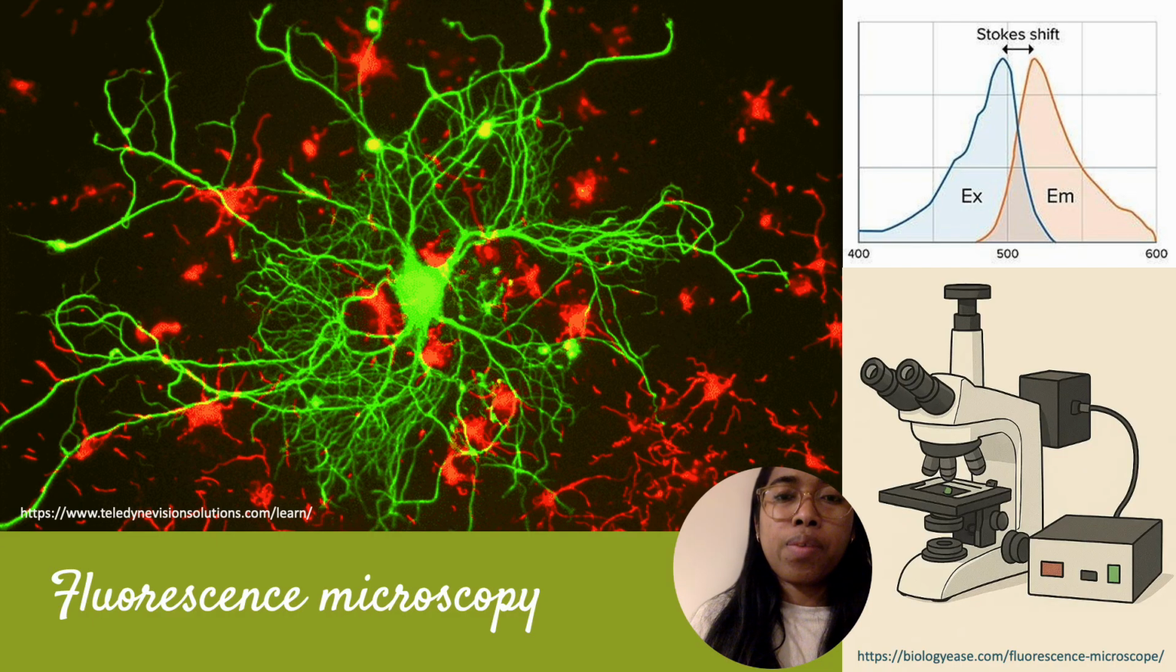So the excitation wavelength of light to excite a molecule is lower than the emission wavelength, and the difference between the peak of the excitation and the emission spectrum is called Stokes shift. And this Stokes shift is very important in fluorescence microscopy to distinguish the fluorescence signal from the sample. So here, for example, this is the peak of the excitation spectrum, where this is the emission spectrum.